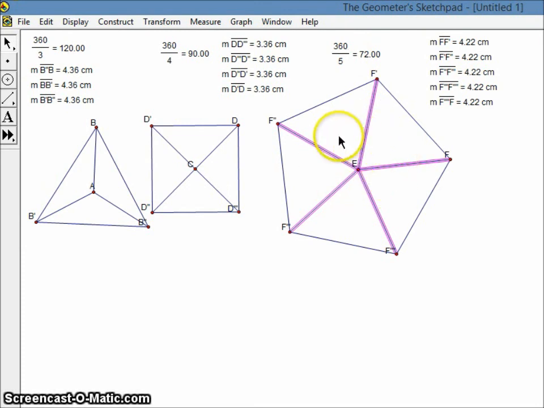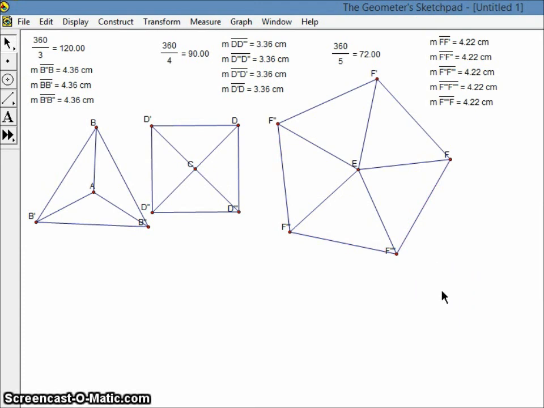So once again, we have side, angle, side, side, angle, side. So these two sides out here have to be congruent with each other, right? And we can check that for each of these five triangles to find out that indeed, these outside sides are always congruent.